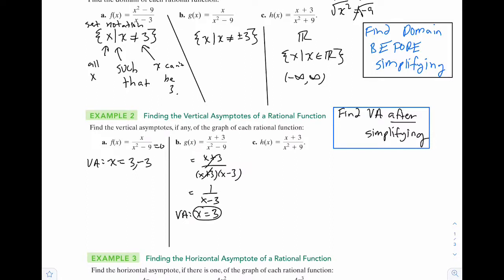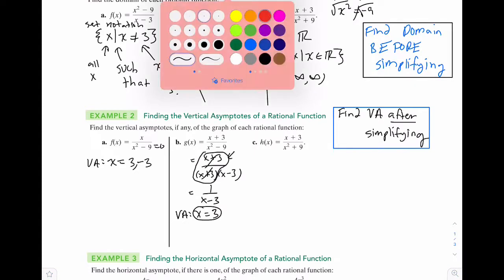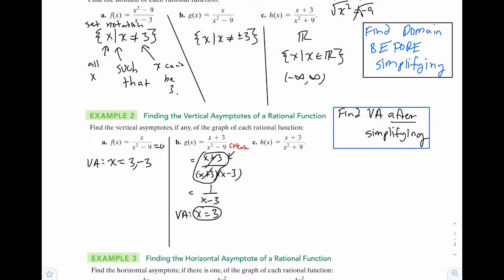Now, you might be wondering, well, what happened to this thing? So this is still a domain restriction. If I asked for the domain, you would still say x cannot be 3 or negative 3. What's happening in the graph right here is a hole. So whenever you cancel right here, you're going to write this creates a hole. And where the hole is located is going to be the value you cross out whenever it makes it 0. So that's x equals negative 3.